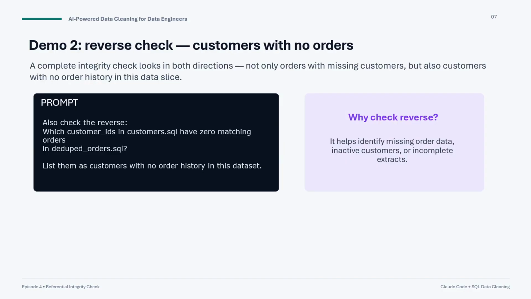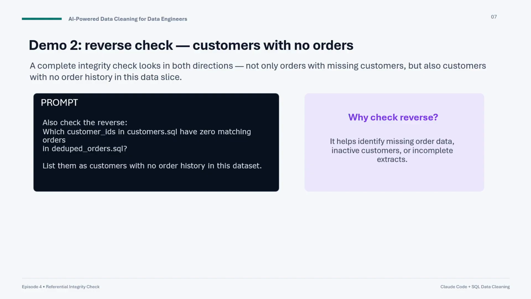Now let's come to demo 2. Here we are going to check the customers with no orders. Let's go one step further. Most teams only check whether orders have valid customers, but we also perform the reverse validation. We ask Claude which customers exist in the reference table but have no matching orders in this data set. This helps identify missing extracts, incomplete loads, inactive customers, and data synchronicity issues. By validating both directions, we get a much more complete view of data quality.